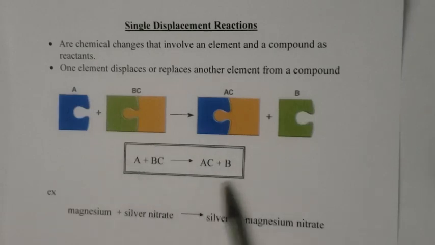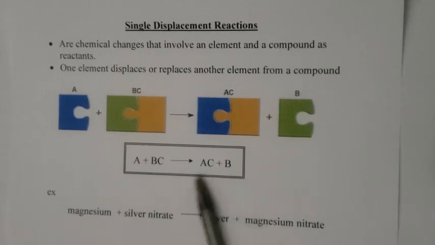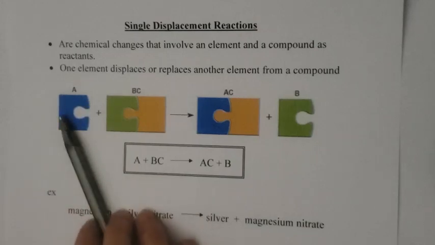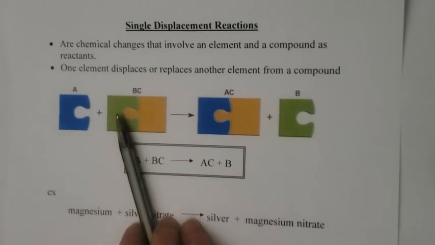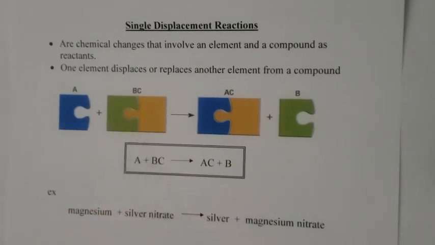So if we wanted to write it out like a formula, it would be A plus BC is equal to AC plus B. The big thing here to look for is that you have a single element switching spots with one of the things in the compound.